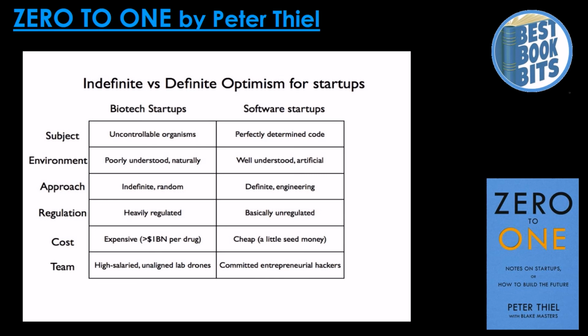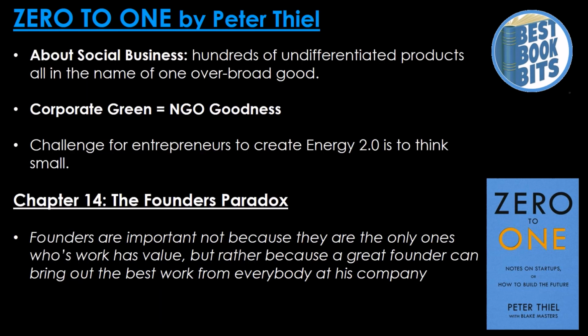Looking at cost, for biotech it's expensive. Looking at software, it's cheap. Looking at team, high-salaried, unalignable lab drones. And on the right, committed entrepreneurial hackers. About social businesses: hundreds of undifferentiated products, all in the name of one overbroad good. Corporate green equals NGO goodness. The challenge for entrepreneurs to create Energy 2.0 is to think small.